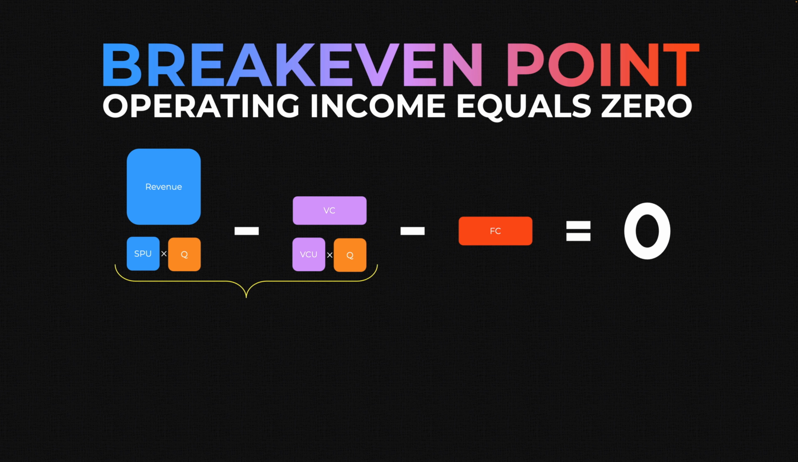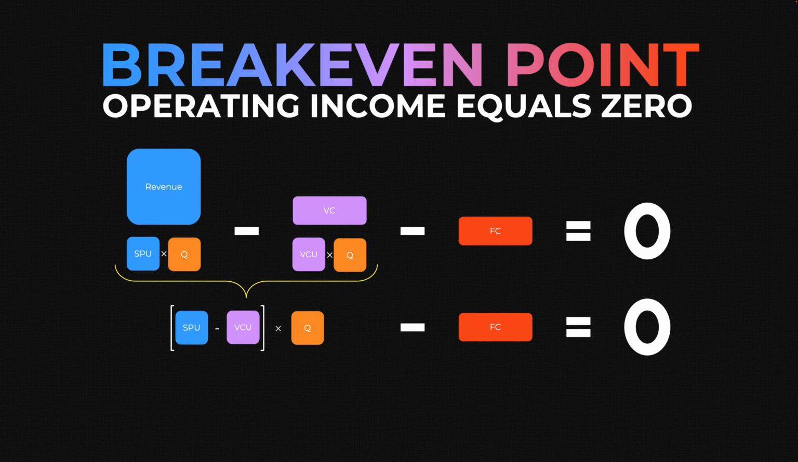We can break this down or simplify it to say, if we take our selling price per unit and subtract our variable cost per unit, and we'll put this in brackets so it's clear that this needs to be done first, we then multiply this by the quantity of units. The rest of the equation will remain the same.